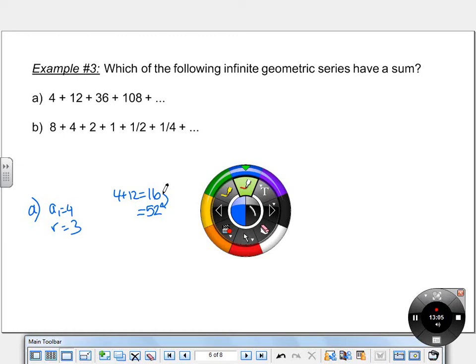But if we look at part B, part A has no sum, because if we kept adding it together, it would just get bigger. But if we look in part B, you can kind of compare this to our horizontal asymptotes on another note. If we add up what we have so far in the sequence, we have an 8 plus a 4 is 12, plus 2 is 14, plus 1 is 15. 15 plus a half is 15 and a half. And that plus a quarter is 15 3/4.